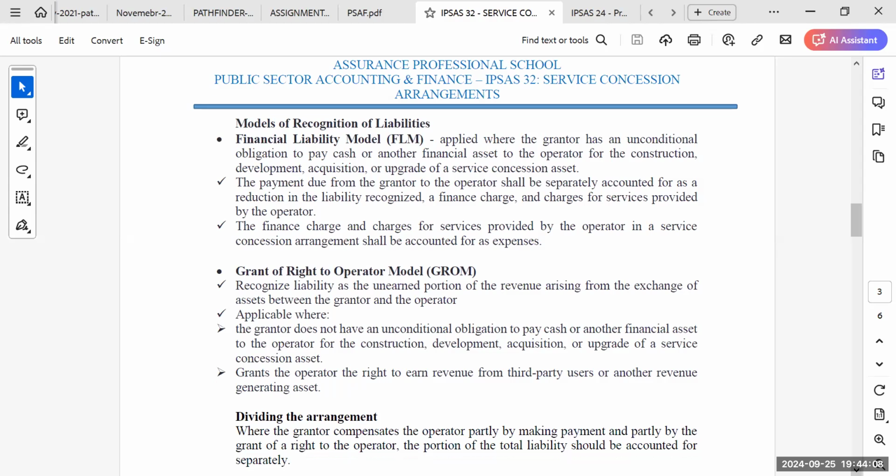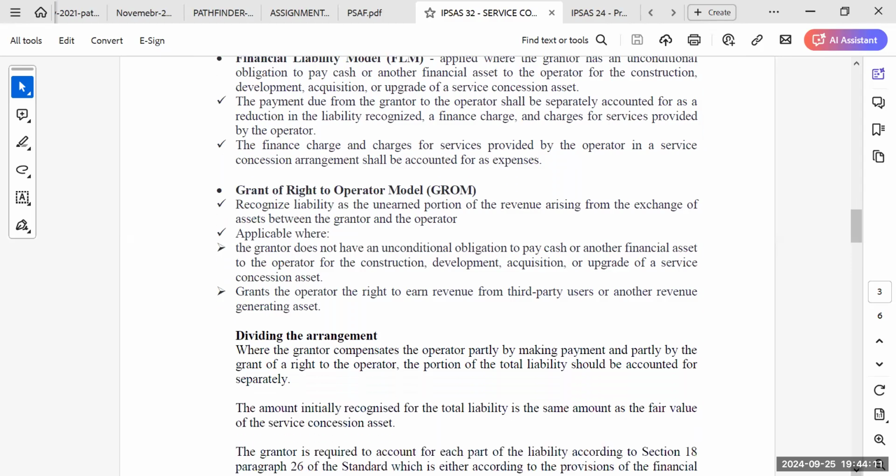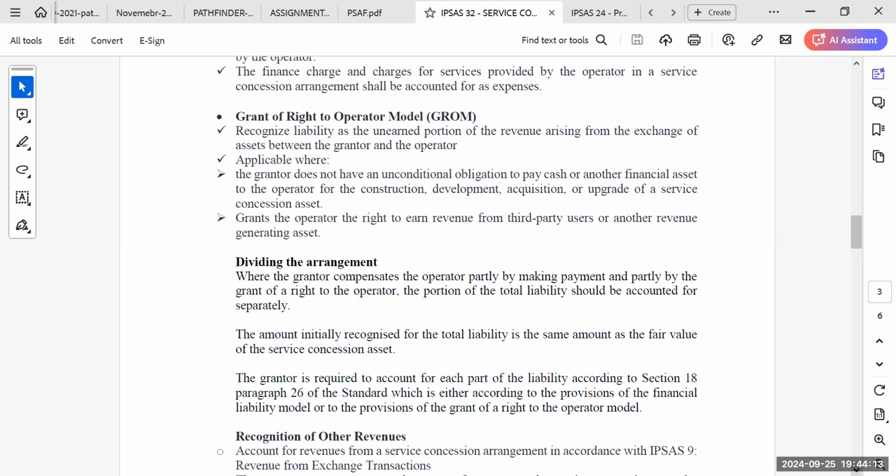Okay, let's come to dividing the arrangement. What do you mean by dividing the arrangement? What do we mean by dividing the arrangement? When a grantor compensates the operator partly by making payments and partly by the grant of right to the operator, the portion of the total liability should be accounted for what? Separately. Okay, so what will happen is that the government, okay, that is the example that I've done first.